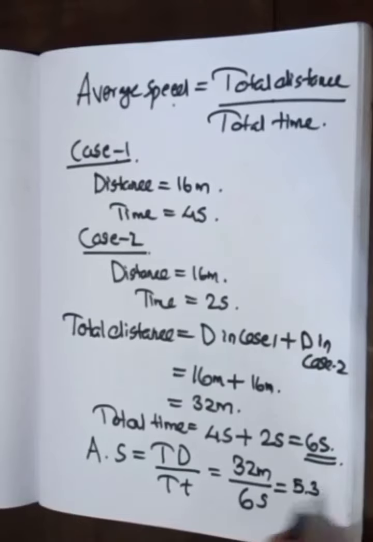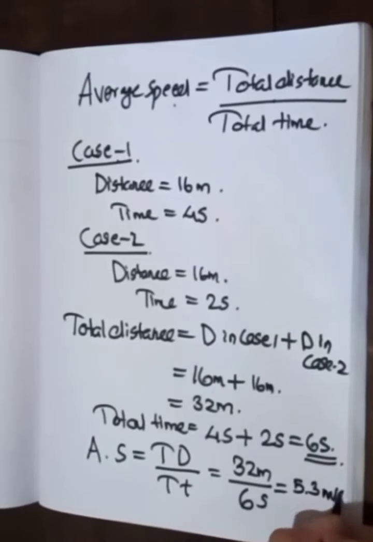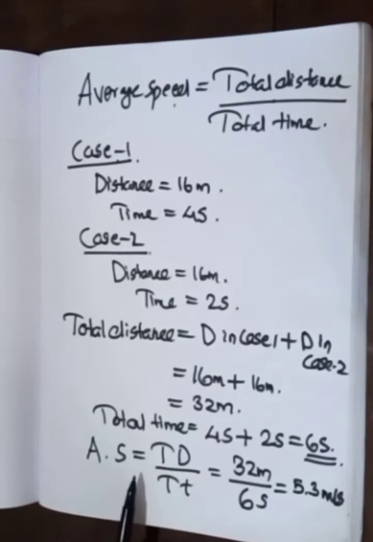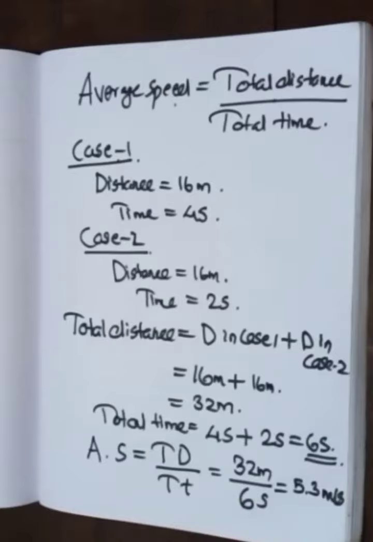That is, the unit of average speed is meter per second. In every problem, you should write the unit. Unit is important. The unit of every quantity you have to write. So, here average speed is equal to 5.3 meter per second. That is, the average speed of the car is 5.3 meter per second. Hope you are clear on that. Then we move on to the next question.